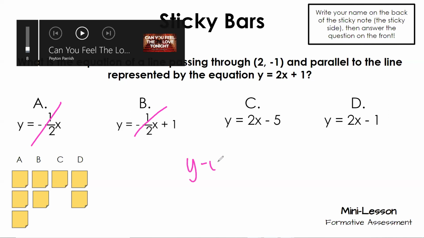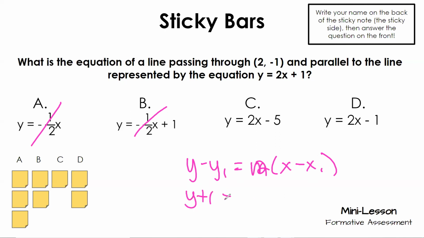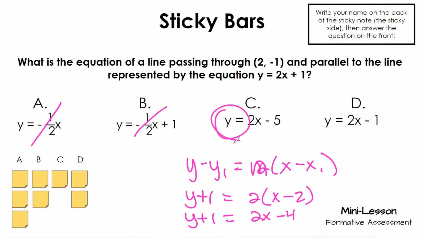Then if you use your point slope form, you're going to plug in and then simplify. So that should have been C. Is that what you got? I hope so. Now, you could also graph these and see which one passes through (2, -1). That's pretty easy too.